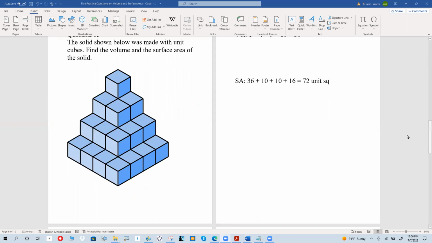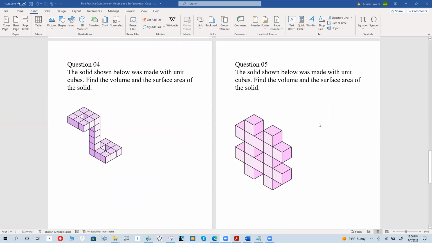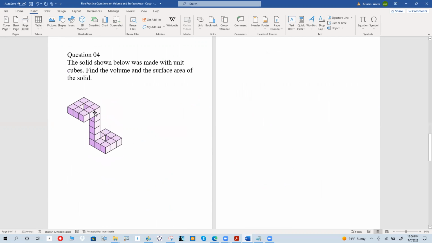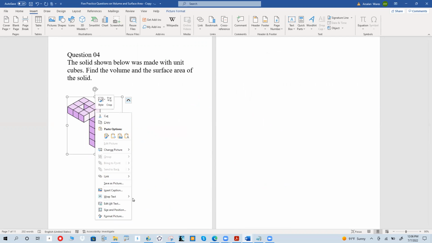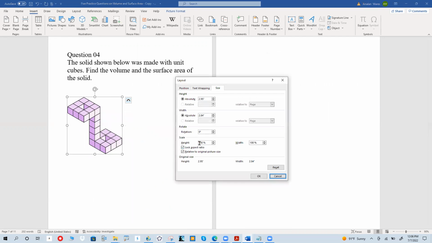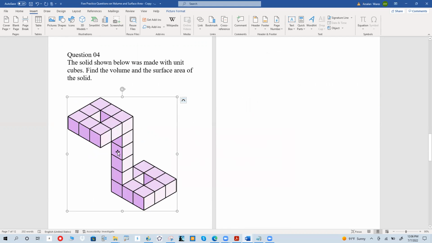Moving on, guys. We're going to do this one and this one. Now, I picked these problems because they're a little difficult and they're a little different. Okay, so the volume for this one is very easy. Why? Because I can see literally all the cubes that are there. And that doesn't happen all the time.